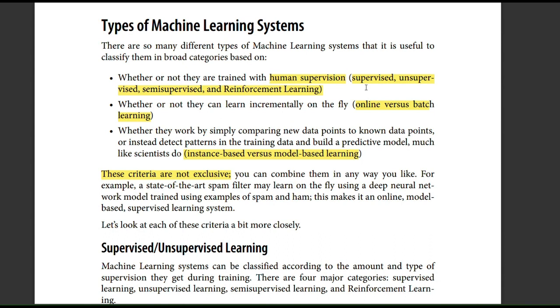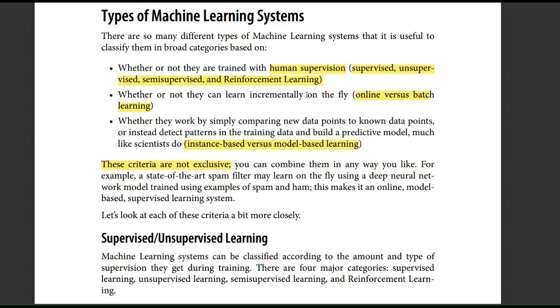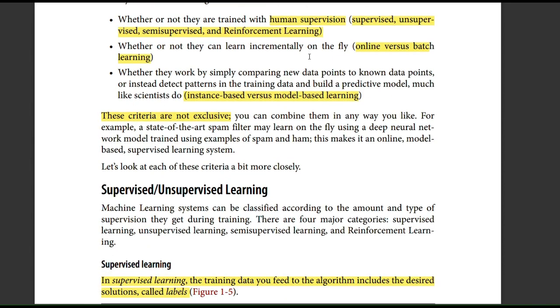On the basis of human supervision, machine learning algorithms are divided into four parts: supervised learning, unsupervised learning, semi-supervised learning, and reinforcement learning. Then, on the basis of data and their learning, machine learning systems are divided into online versus batch learning. And on the basis of the type of training data provided to the algorithm, they are divided into instance-based versus model-based learning.